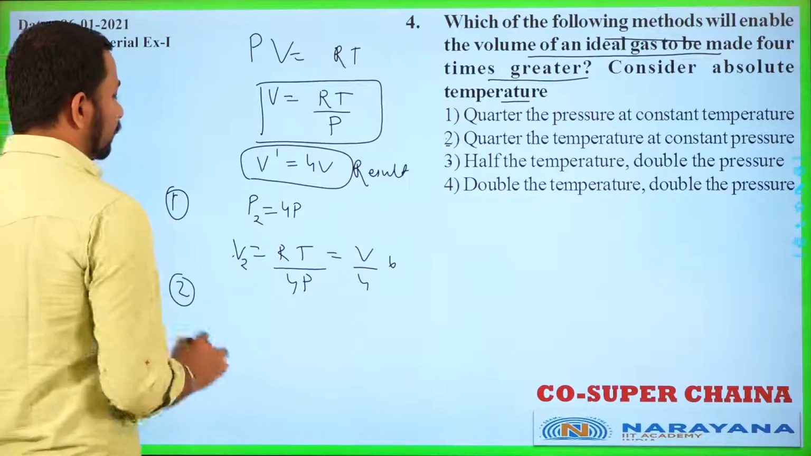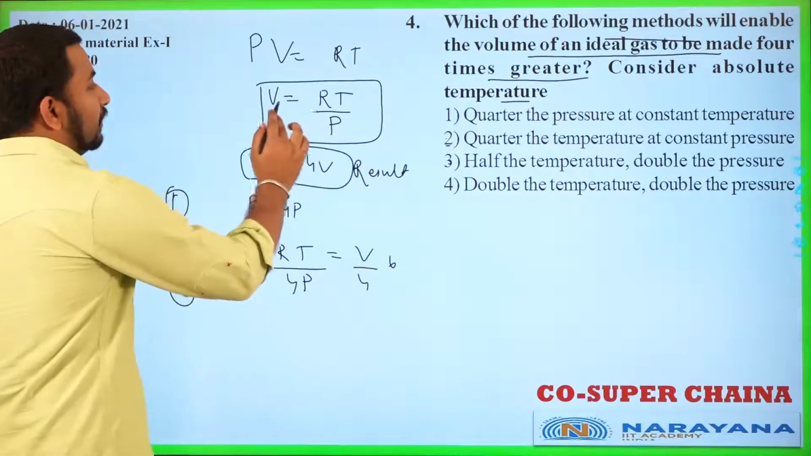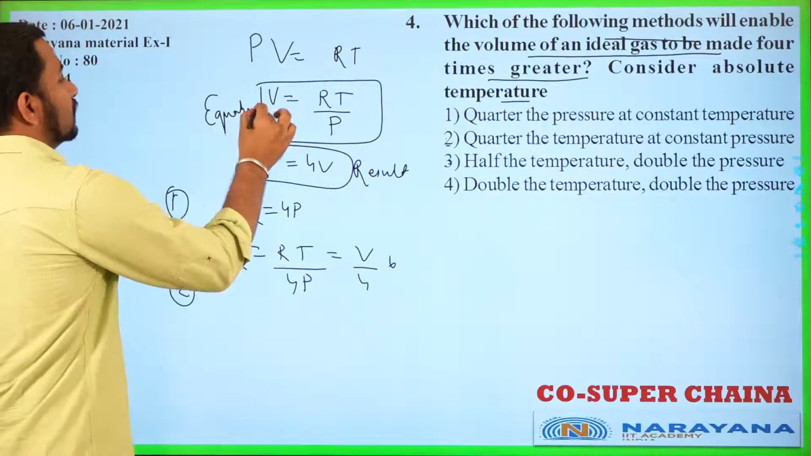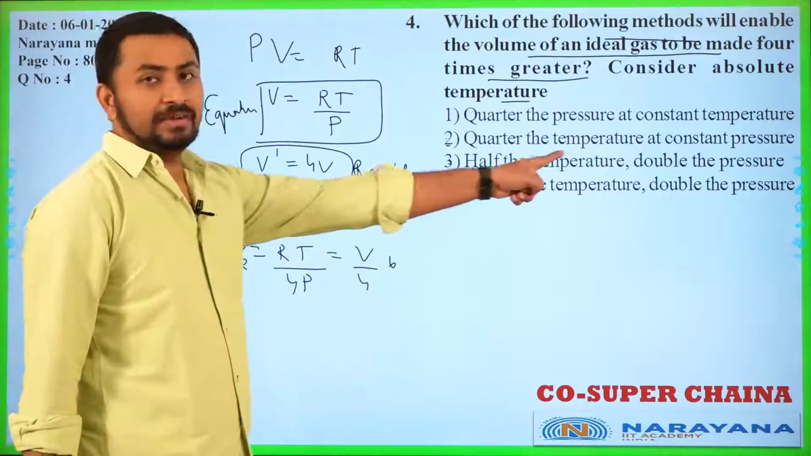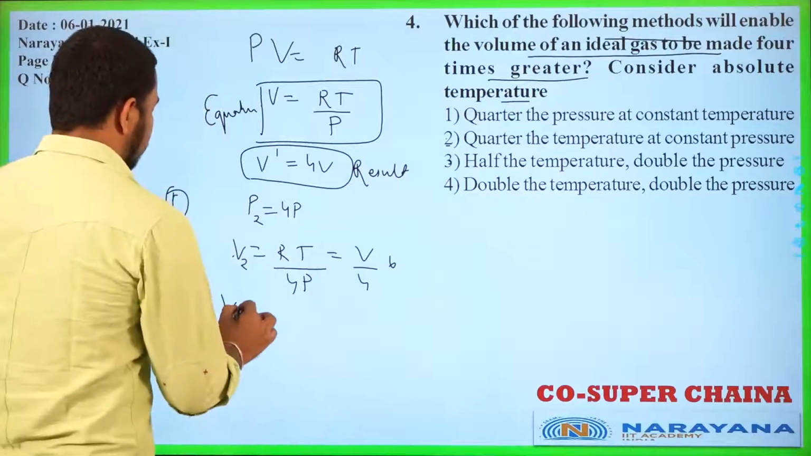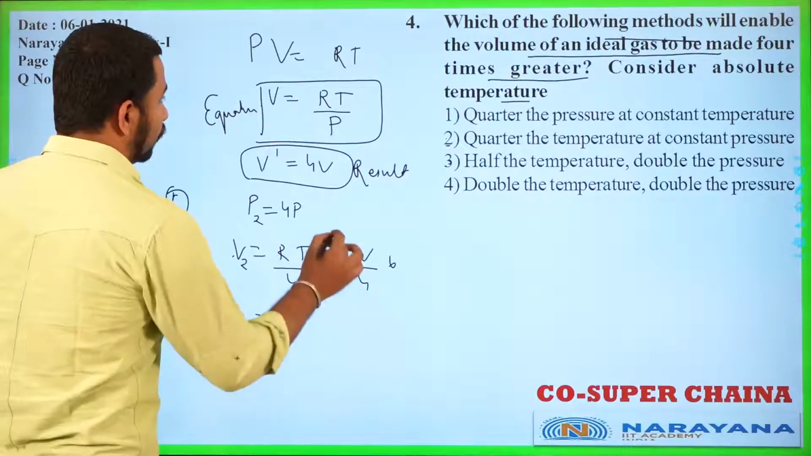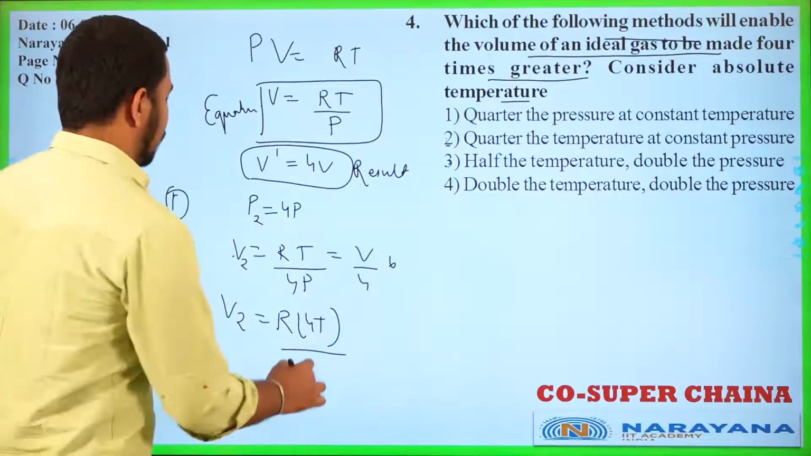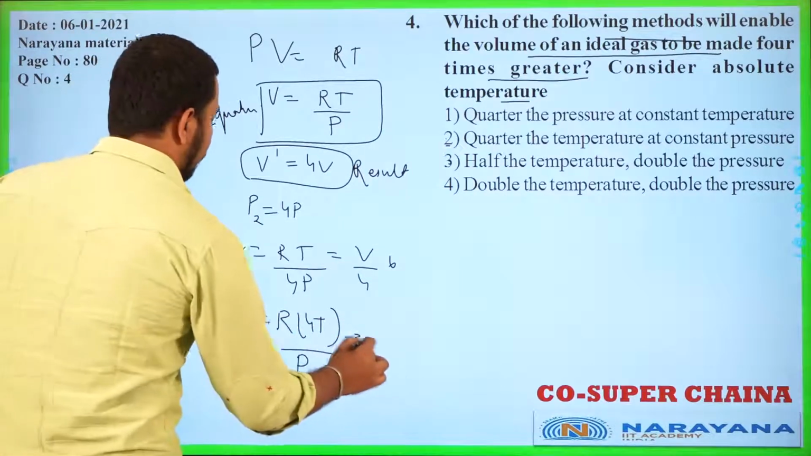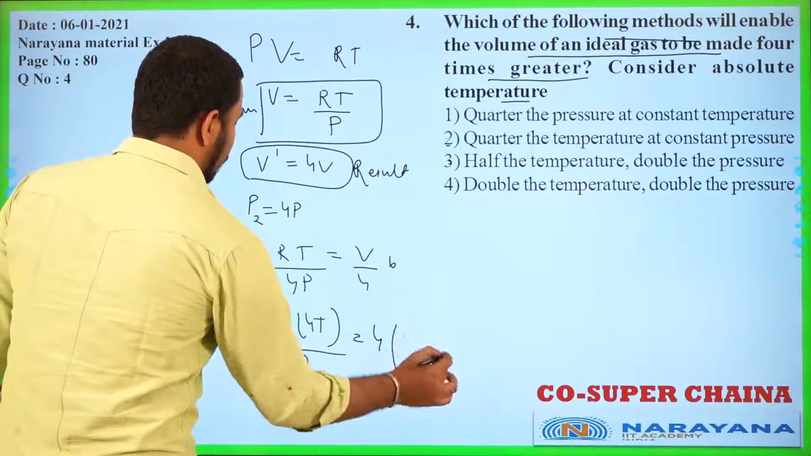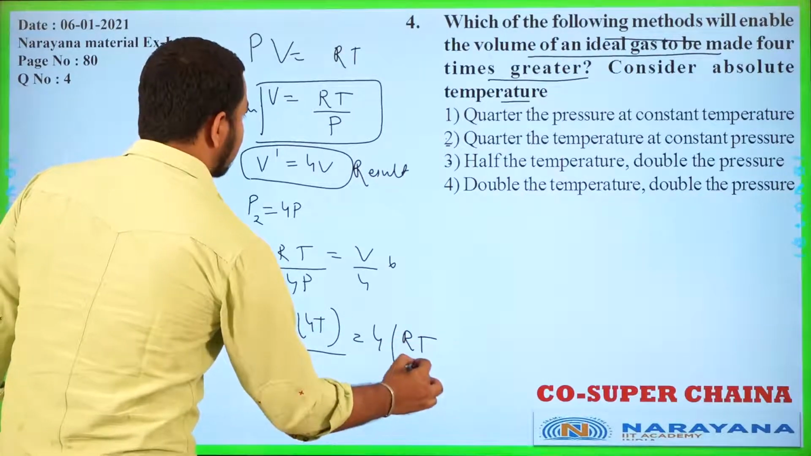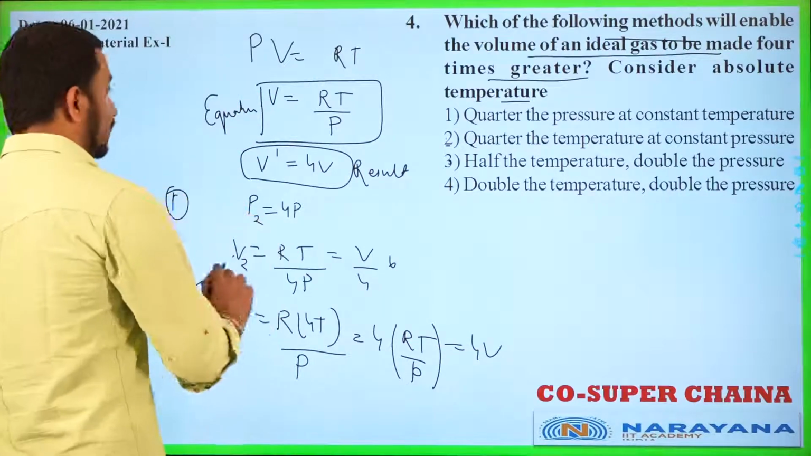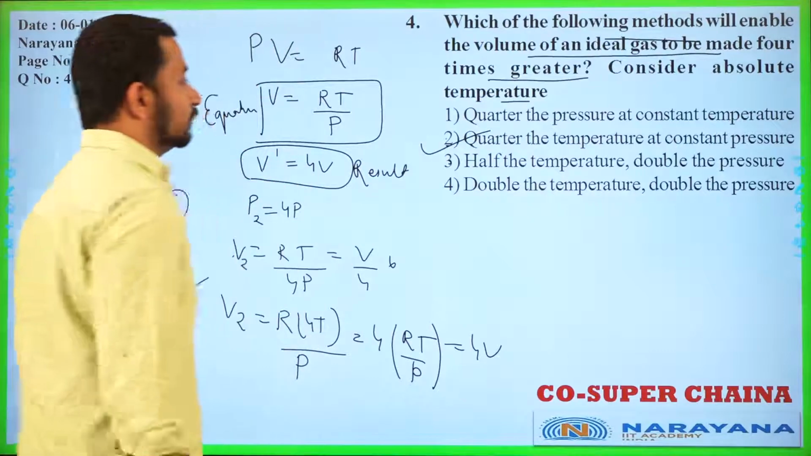Now for option 2, if we check, this is our equation, we will use this. So we use quarter the temperature, so V2 will be R into 4T at constant pressure. So this will become 4 times RT by P, and this is nothing but V. So this becomes 4V. So this will be the answer of this question.